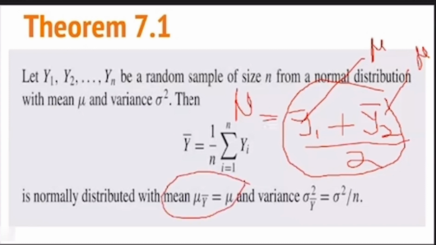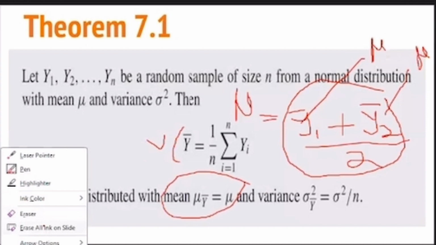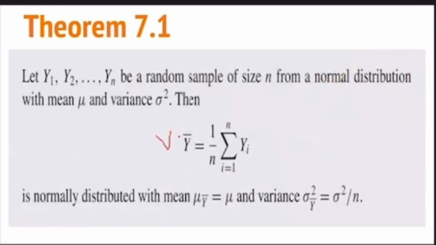Now, what about variance? I want to find the variance of y bar. Let me clean up so that I don't confuse you. I want to find the variance of this guy here. 1 over n is a constant, right? By the time that comes out, what are you going to have? 1 over n squared, right?